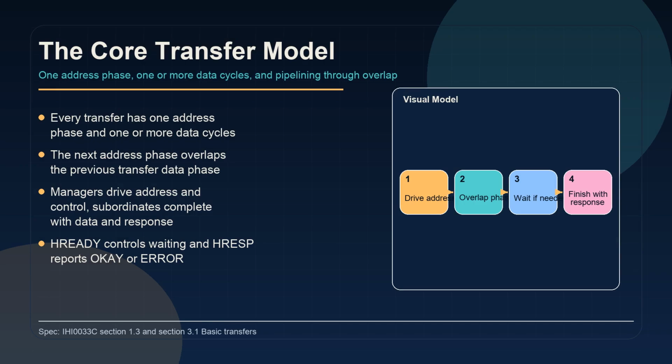The core transfer model is still the first thing to keep in your head. A manager drives address and control first. The data phase follows, and those phases overlap from one transfer to the next. That overlap is what makes AHB pipelined. H-ready inserts waits, and H-response tells you whether the transfer completed cleanly or with an error.